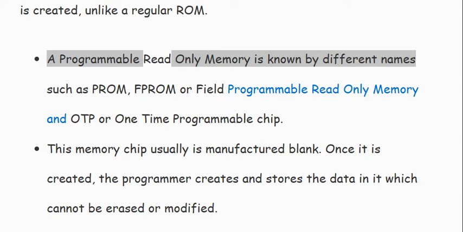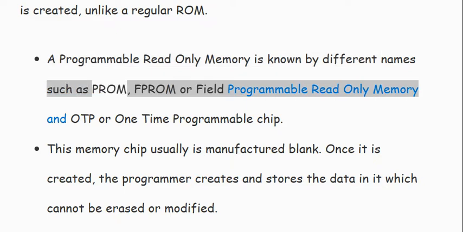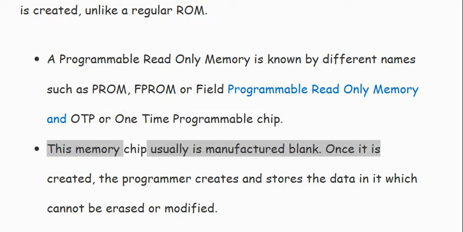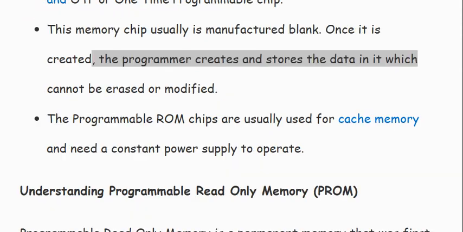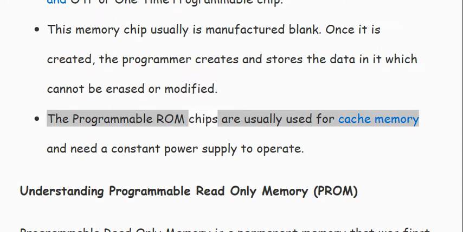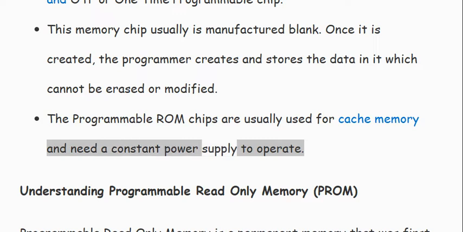A programmable read-only memory is known by different names such as PROM, FPROM or Field Programmable Read-Only Memory, and OTP or One-Time Programmable Chip. This memory chip usually is manufactured blank. Once it is created, the programmer creates and stores the data in it which cannot be erased or modified. The programmable ROM chips are usually used for cache memory and need a constant power supply to operate.